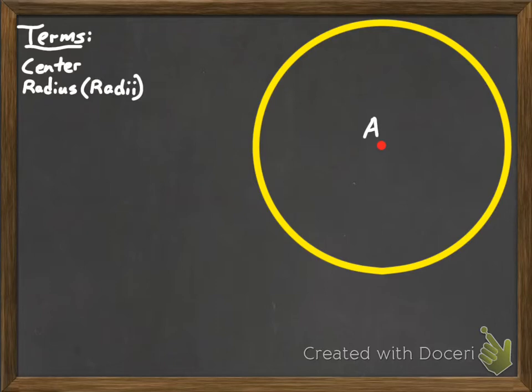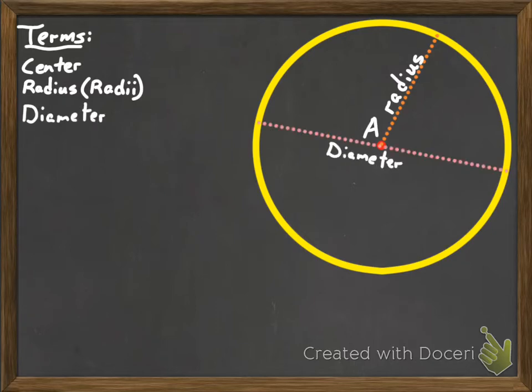So the next term is radius, or in plural it would be radii. So here's a radius. A radius goes from the center of the circle to the edge of the circle, to the circle itself. So from the center to the circle. Remember, the circle is only this outer rim. A diameter goes across the circle. So it goes completely across the circle through the center. So it actually intersects the circle at 2 points, here and here.